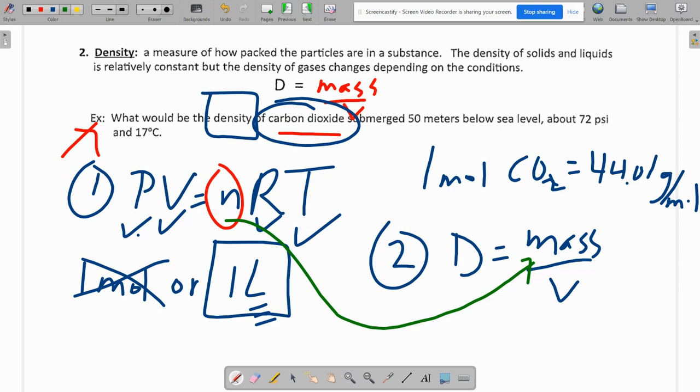So bottom line is I think I gave you guys enough here. I'd like to pause the video and just give it a go. Okay, start crunching the numbers and see if by the end you can come up with grams per liter as your final answer, the density of this gas. All right.